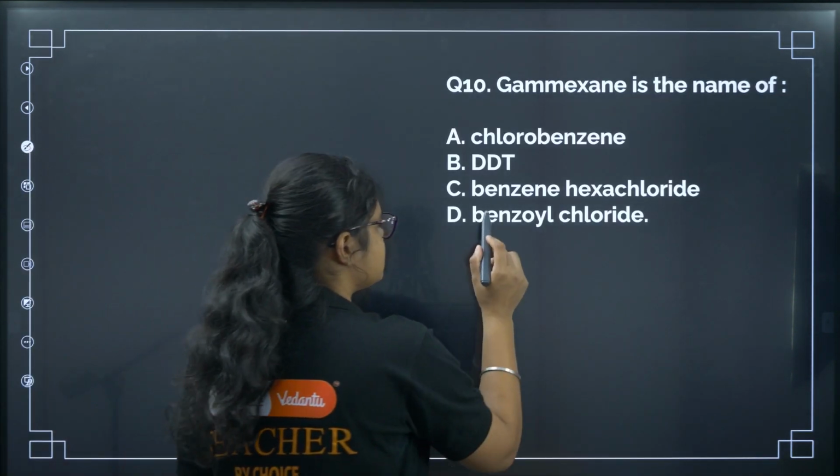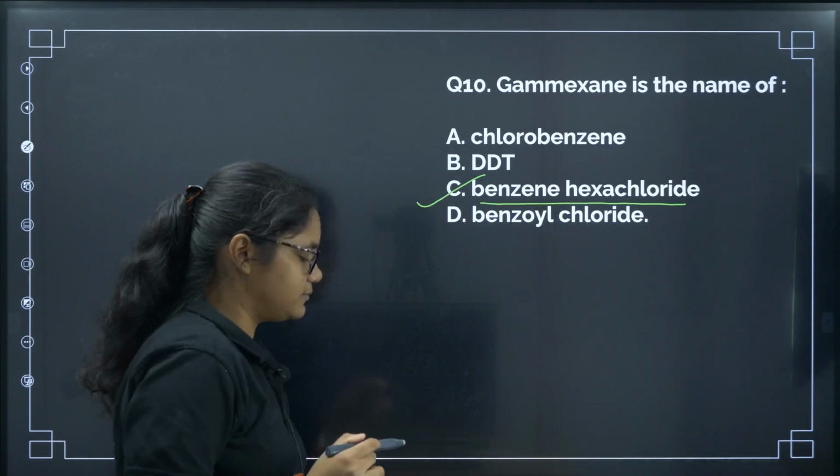Next, gammexane is the name of, so it is the benzene hexachloride, that is option number C.